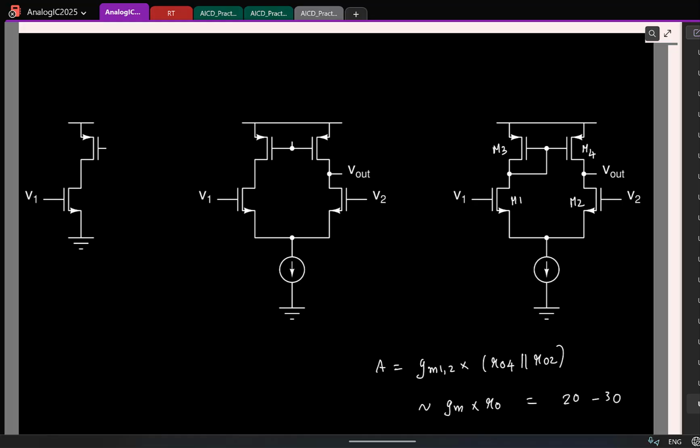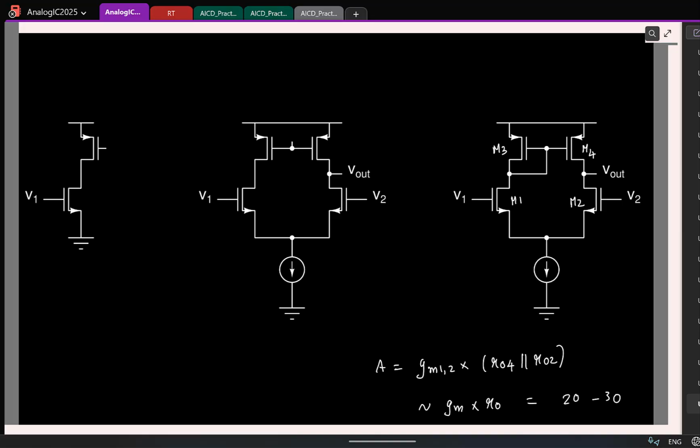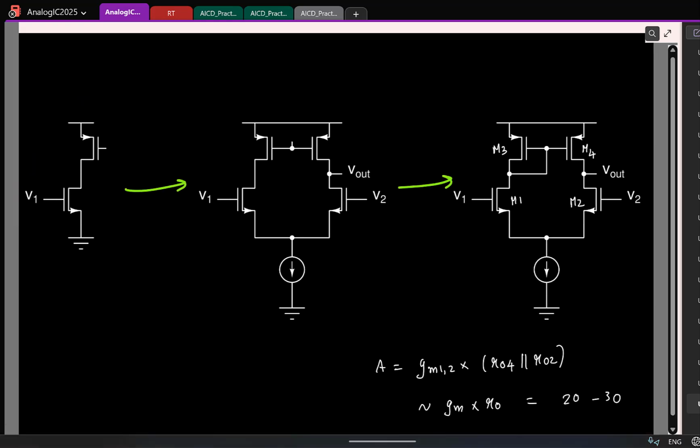But are you satisfied with this kind of a gain in practice? Let's say you want a gain of a million. So let's see what to do. Let's start with this, because we'll start with this and see how to increase the gain of this structure. Once I know how to increase the gain of this structure, I can go from here to here and here to here. Correct? So let's start with this common source.